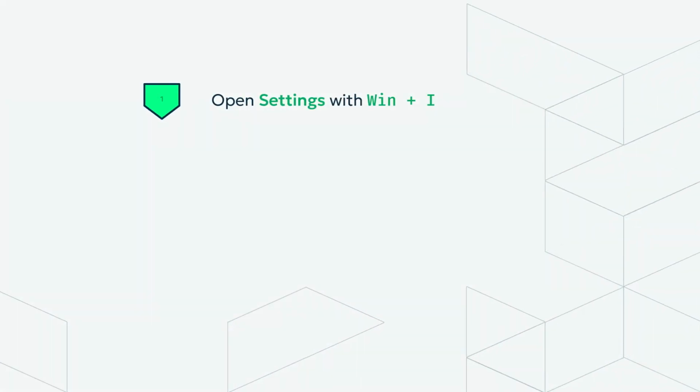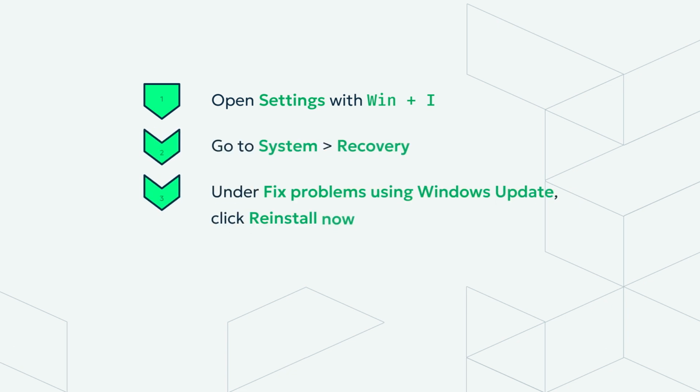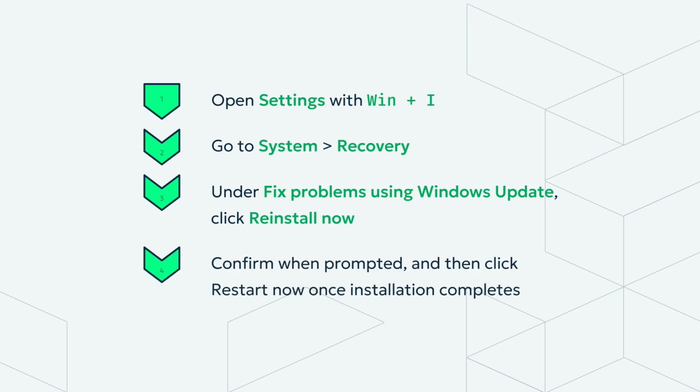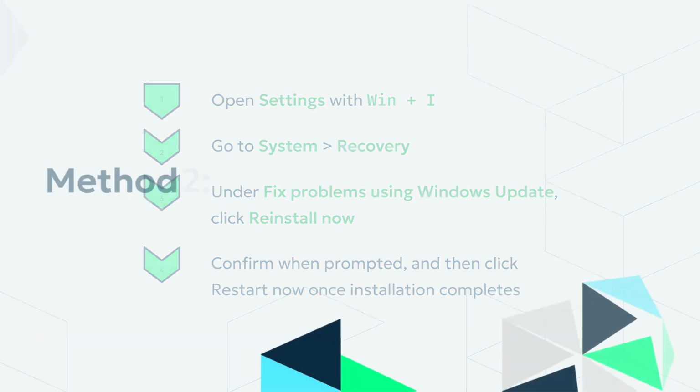Open Settings with Win+I. Go to System, Recovery. Under Fix Problems using Windows Update, click Reinstall Now. Confirm when prompted, allow the process to run, and then click Restart Now once installation completes.